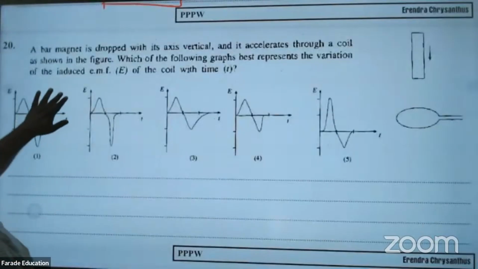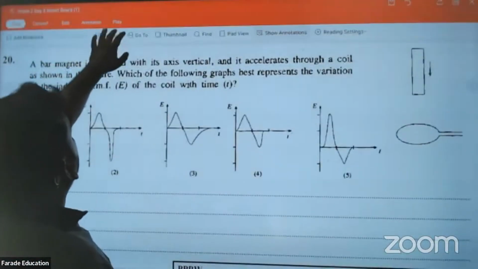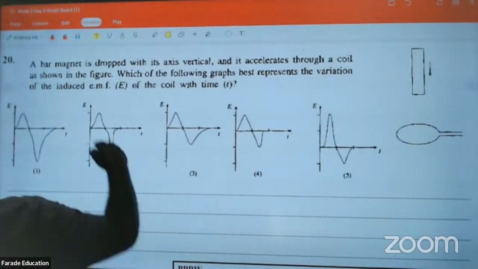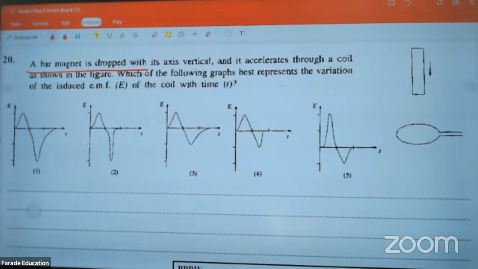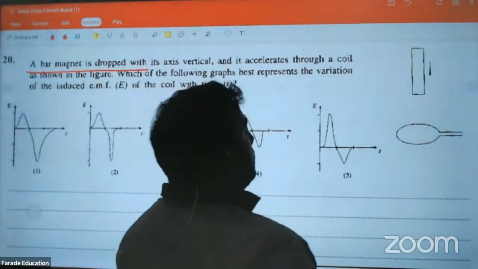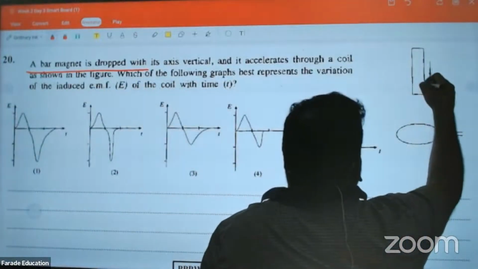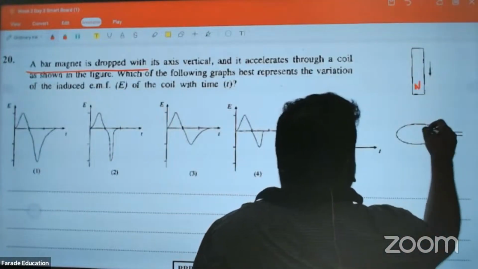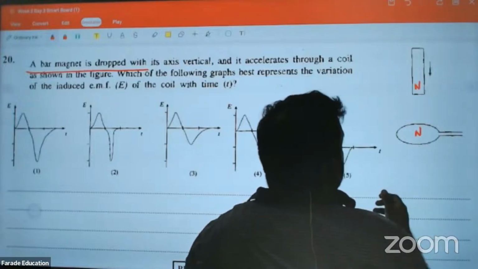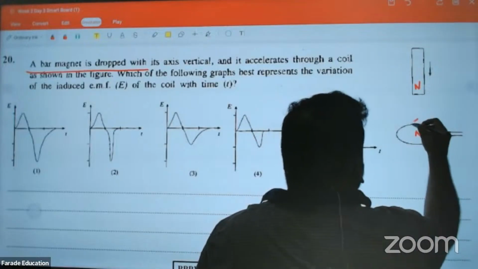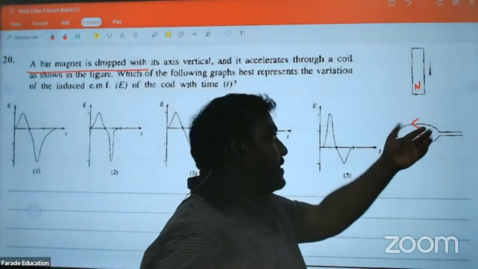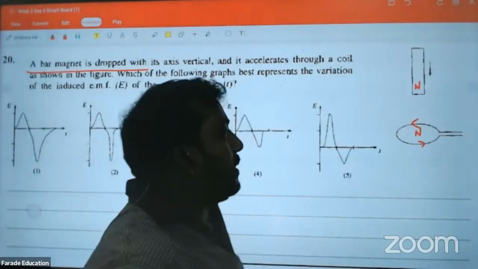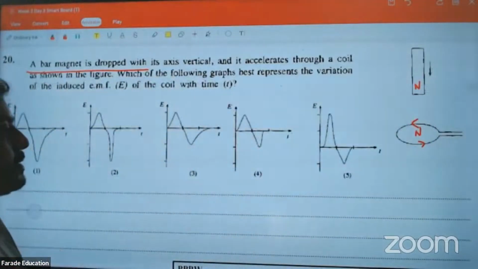Final one. A bar magnet is dropped with the axis vertical. It's accelerating through. So when the north pole is coming, an opposing north pole occurs here. Anti-clockwise current. The faster it is falling, the greater the magnetic field. Right.